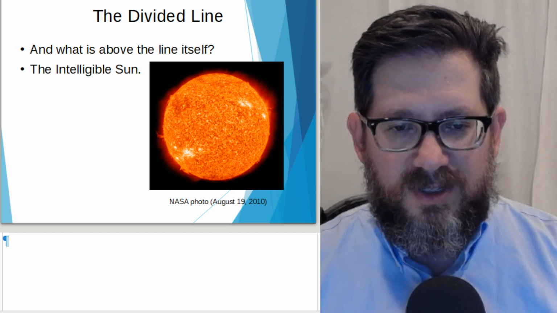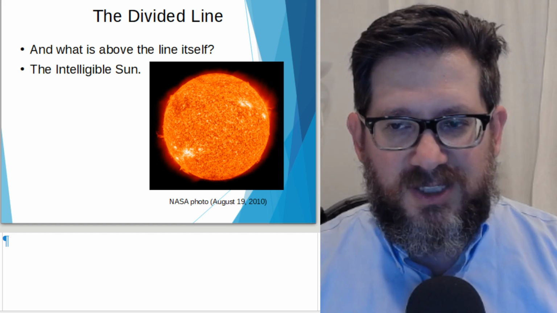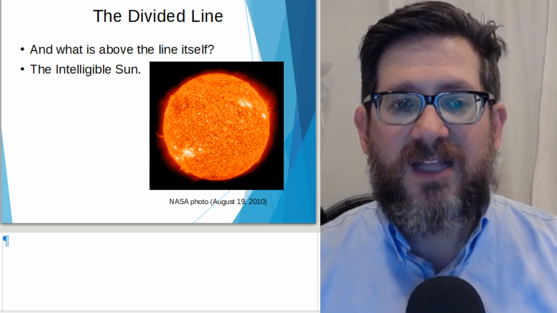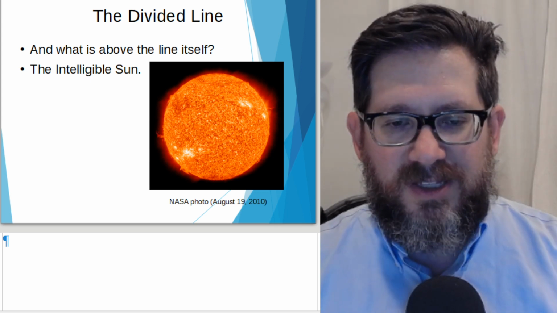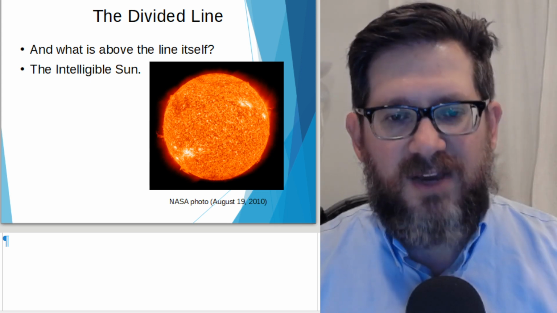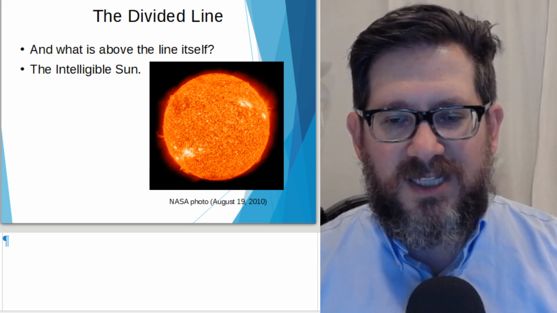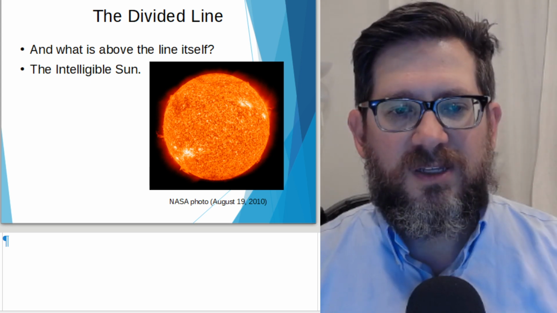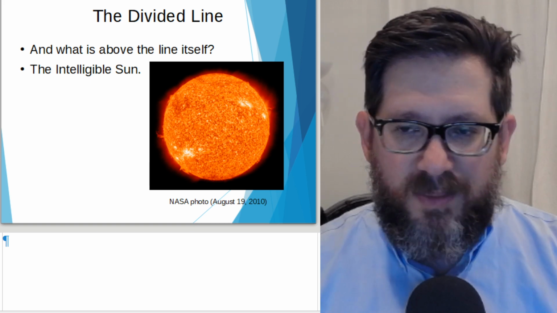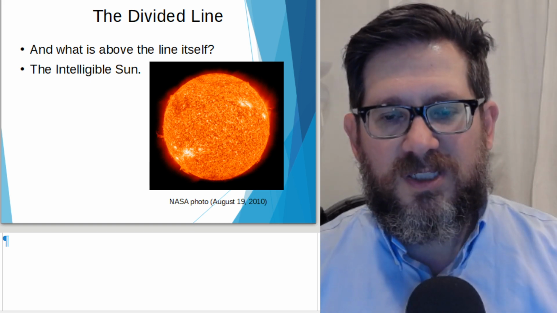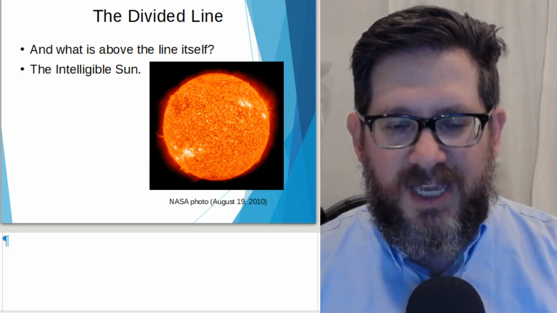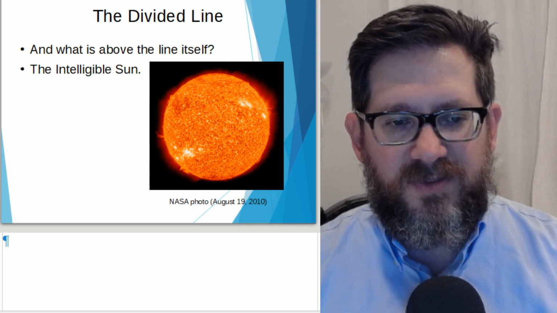We have here a picture of the sun from NASA, and they've had to change it a lot because, right, you can't look directly at the sun. You're not going to see it ever directly, and so he's not going to draw on the line the intelligible sun, but we know it's right above it. It's what is allowing us to see and understand that line and to make sense of it.